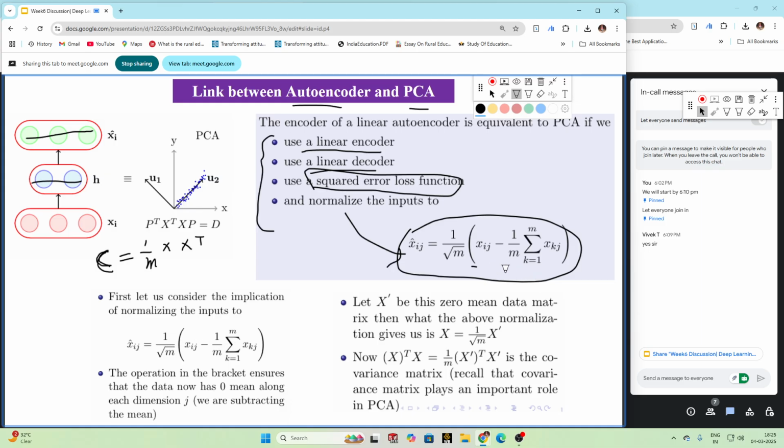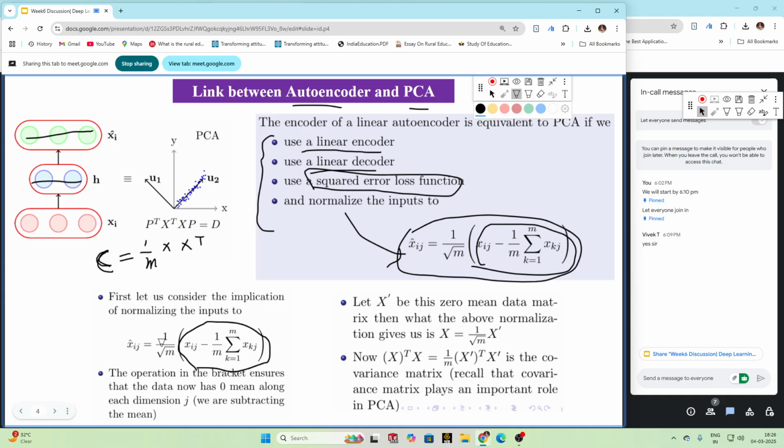See, in this bracket term, what we are doing is centering the data. This portion, 1 by m, is the mean of the data. If we subtract the mean from the data, that is known as mean centering. So we are centering the mean.